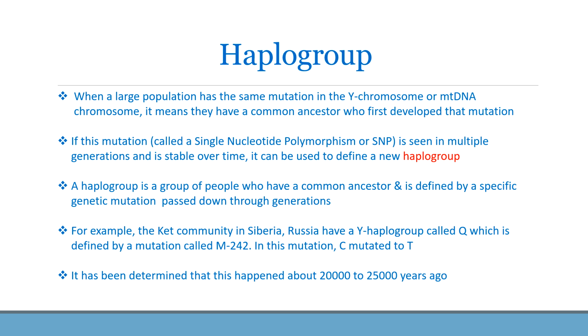passed down through generations. For example, the Ket community in Siberia, Russia, have a Y haplogroup called Q, which is defined by a mutation called M242. In this mutation, C mutated to T. It has been determined that this happened about 20,000 to 25,000 years ago.